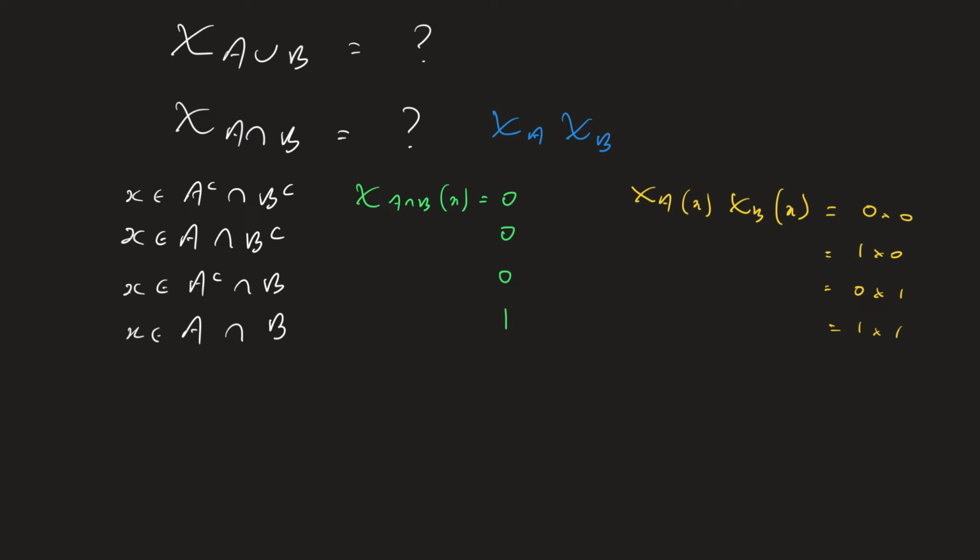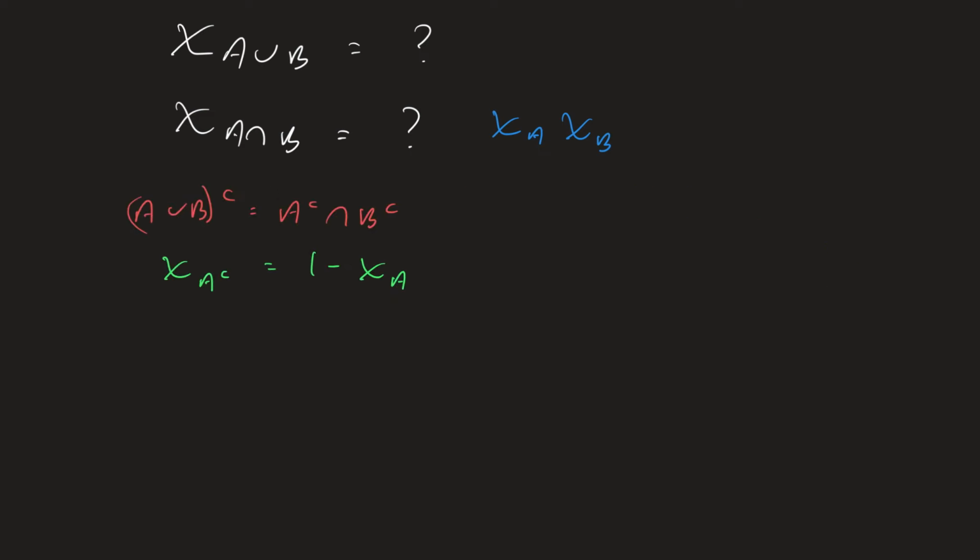If x is not in A and not in B, then the characteristic function evaluated at x for A will be 0, and this one will be 0. If it's in A but not B, we have 1 times 0, 1 because it's in A, 0 because it's not in B. If x is not in A but in B, then we've got 0 times 1 because it's not in A but it is in B. And if x is in both A and B, we have 1 times 1. And so we see that this is equal to this, 0, 0, 0, 1.